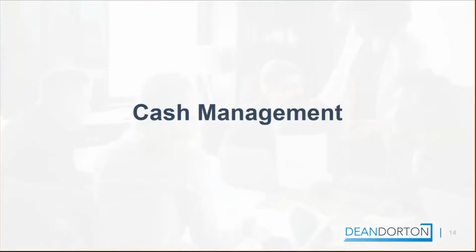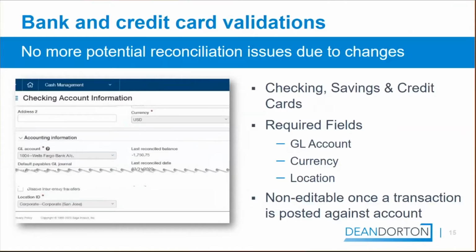All right, cash management. So in cash management, we have some good updates. First off, with bank and credit card validations. People were having issues in the past if they made a change to their bank account. So say you wanted to change the GL account number associated with your bank account. That's a bad idea. And some people got in the habit of adopting that bad idea and unsurprisingly started to have issues trying to reconcile their bank account because they were trying to reconcile a bank account that lived in multiple GLs. And that is not how things work in our world.